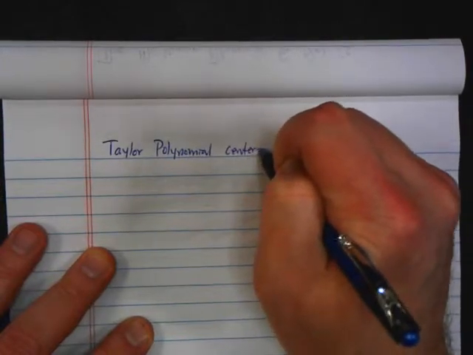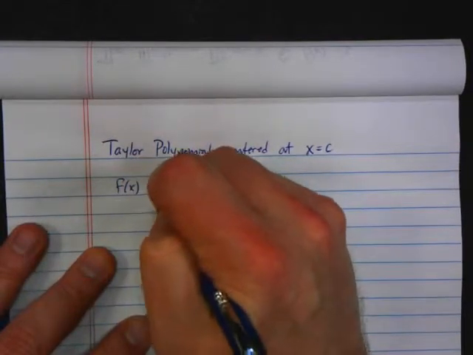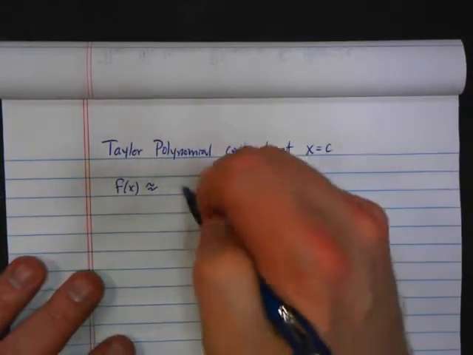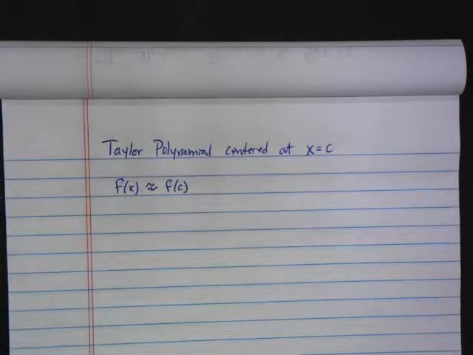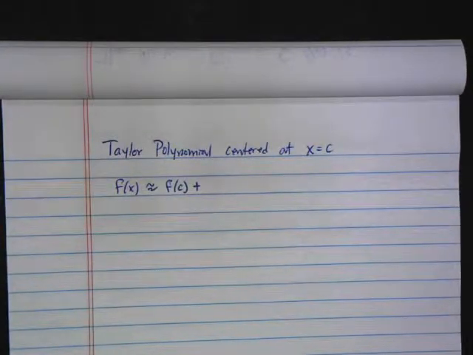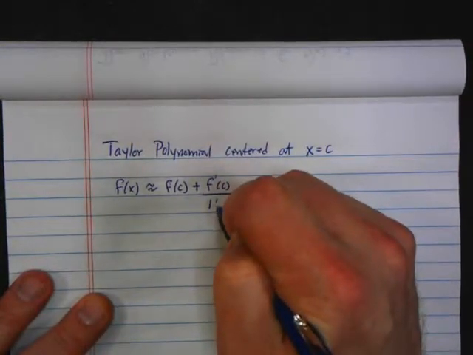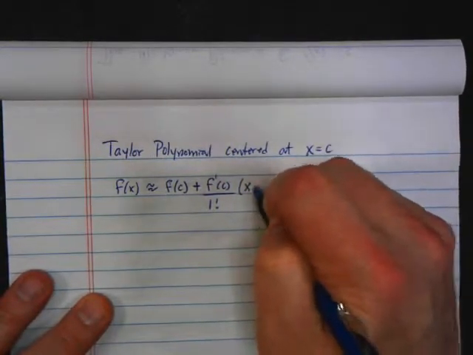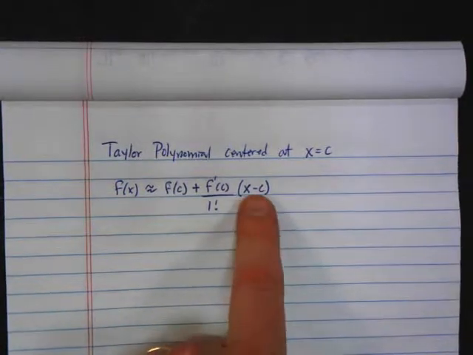centered at x equals c. F of x is approximately, instead of having f at 0, we're going to have f at c. Plus, instead of f prime at 0, we're going to have f prime at c divided by 1 factorial, and then we won't just have an x here, we'll have x minus c, which is really the same thing we had, but before we were using c equals 0, so we just had x minus 0, which we just wrote as x.